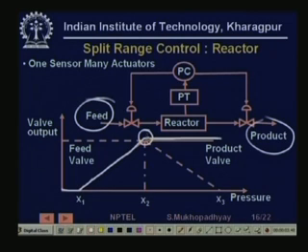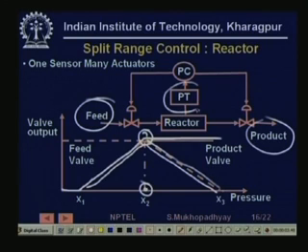Now after this point the pressure cannot be affected by the product valve because the product valve is fully open. So in that situation you start closing the feed valve. So the feed valve is operated here. Your true operating characteristic is that in this range you open the product valve and in this range you close the feed valve. So this is split range control, where you have only one sensor, but many actuators.